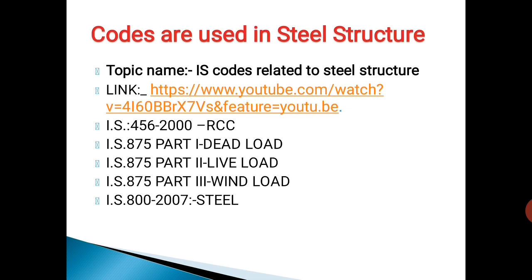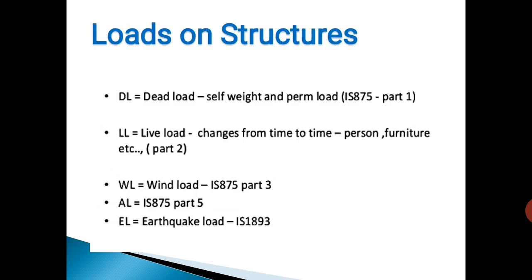Okay, so the first IS code which is used in steel structure, IS 456 2000. The title of this code is RCC. RCC means reinforced cement concrete. Okay, IS 875 part 1, it is used to determine dead load calculation. IS 875 part 2, it is used to determine live load calculation. IS 875 part 3, it is used to determine wind load calculation, and IS 800 2007, it is used to determine steel calculations.